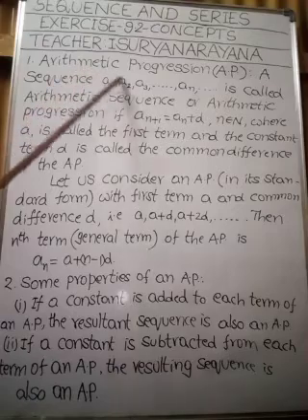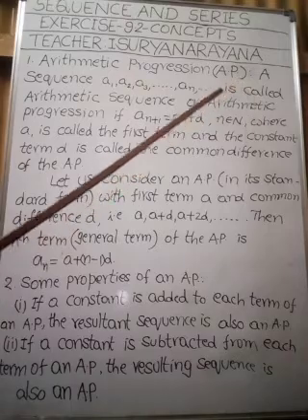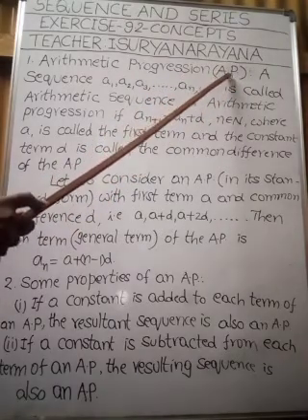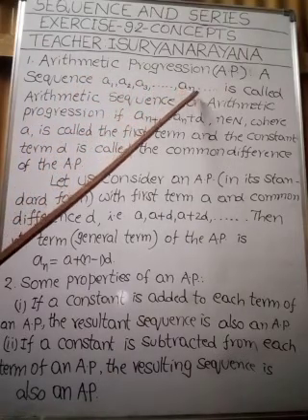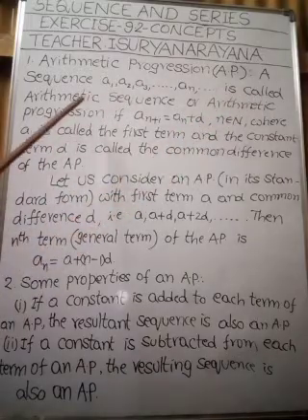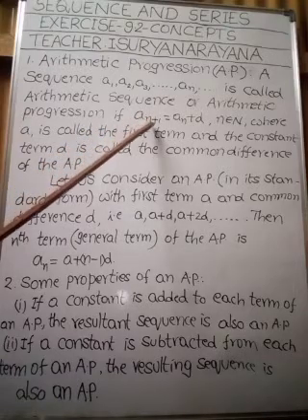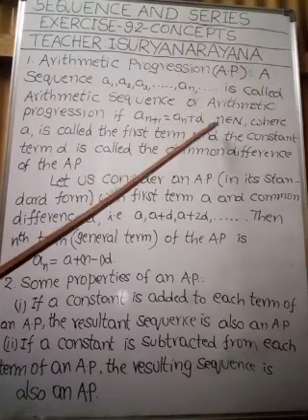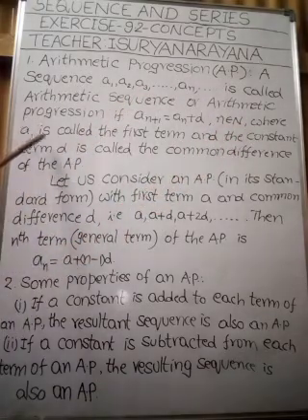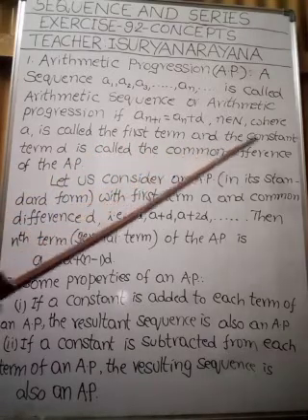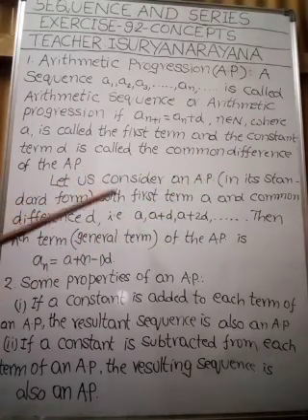See, first point, arithmetic progression. This is also denoted by A.P. Okay, my children, arithmetic progression. A sequence a1, a2, a3, and so on, an, and so on is called an arithmetic sequence or arithmetic progression if a(n+1) = an + d, n belongs to capital N, the natural numbers, where a1 is called the first term and the constant term d is called the common difference of the AP. Okay, my children, understood this point?